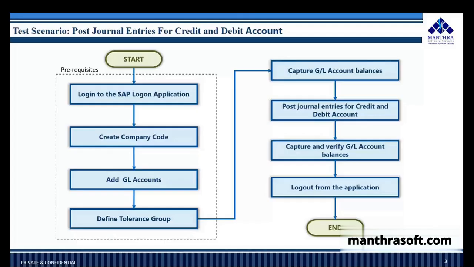Log into the SAP application and create a company code. Add the general ledger accounts and tolerance groups for the company code. Post the journal entries and verify the account balances after the transaction. Log out from the SAP application.